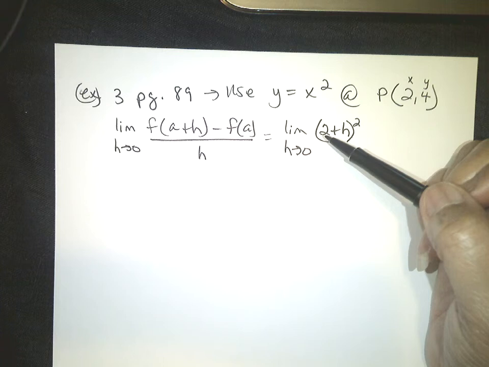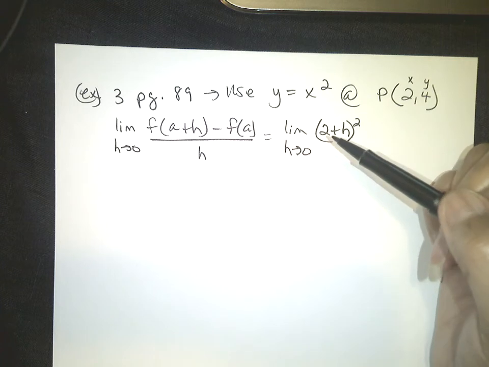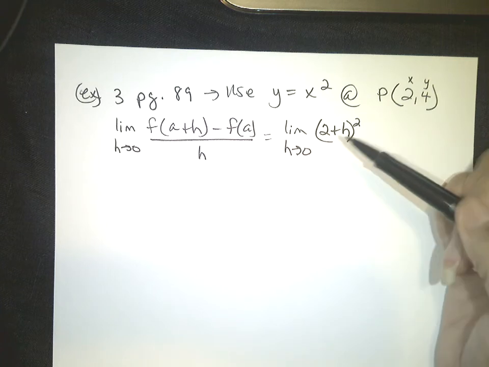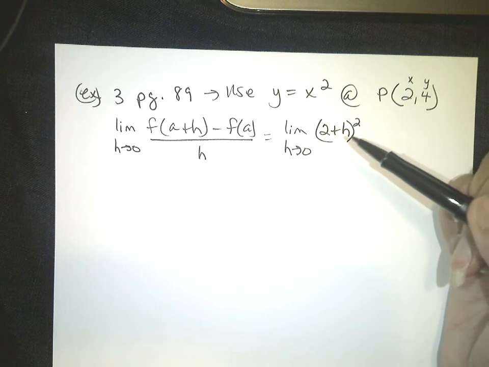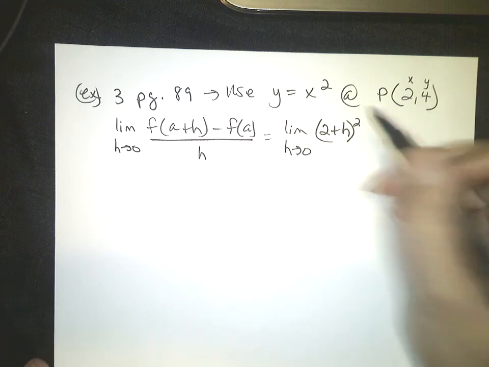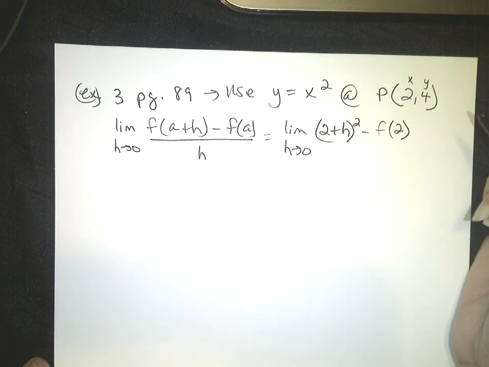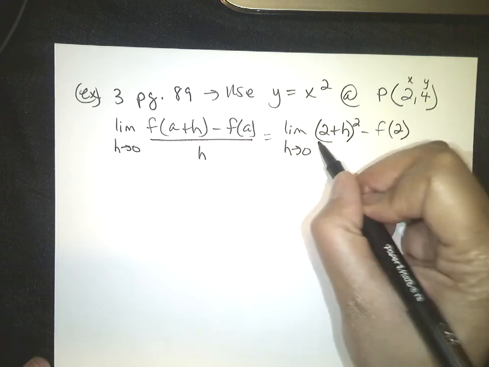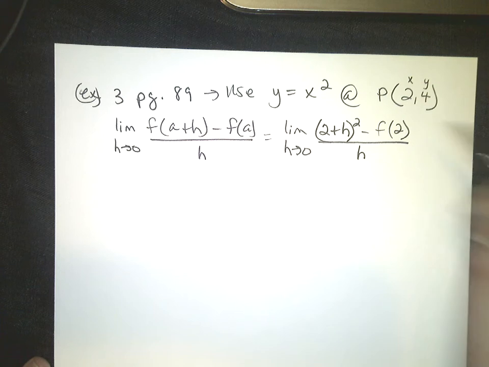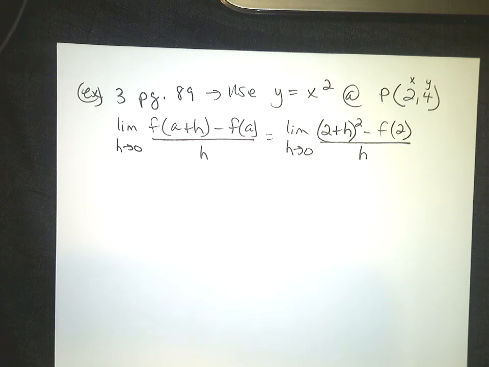So now that you know what x is, you're not going to get a slope equation like we did in the previous example. You're actually going to get a number for the slope. All right, minus f of 2 all over h. Okay, hopefully this isn't confusing, but again, you can contact me.